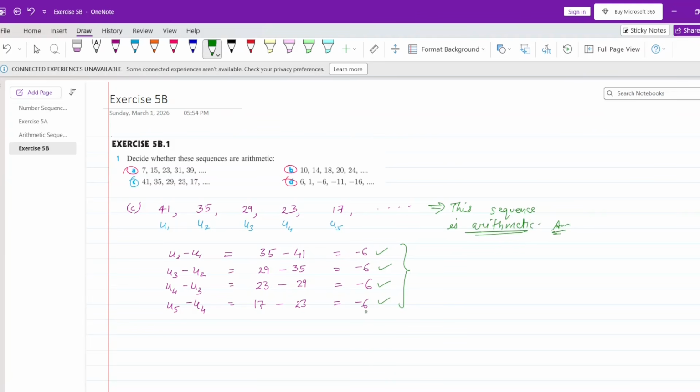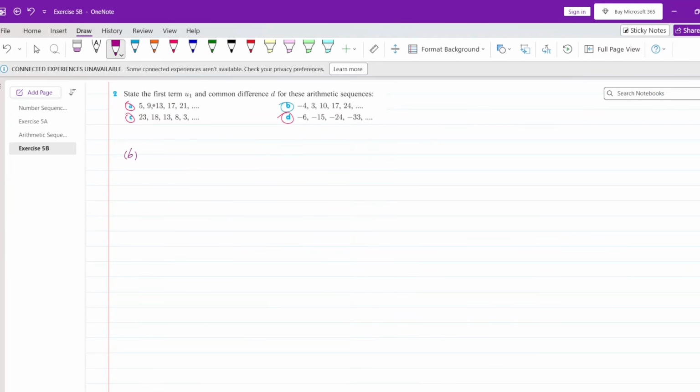In case this difference is not the same throughout, then this sequence will not be considered arithmetic. Take the first term u1 and common difference d for these arithmetic sequences. So we already know these sequences are arithmetic. In that case, the common difference between each consecutive term is always the same.